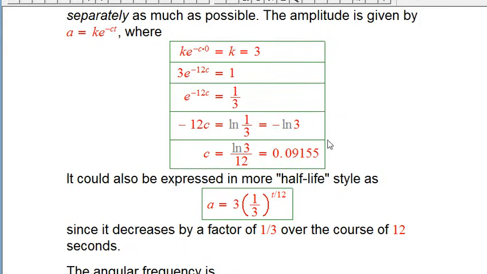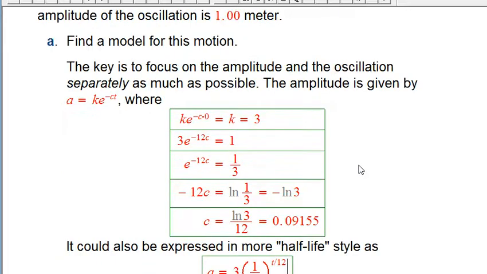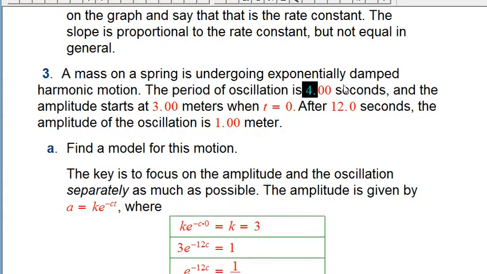So that's kind of a third life. So we could say it starts with 3, then it repeatedly multiplies by 1/3. How many times? Well, take the time you've gone, divide by 12, and that's how many times it's gone down by a factor of 1/3. So we could put that in as the amplitude. Now, one thing that was confusing people, I think, was, hey, where's the 4 seconds coming in?